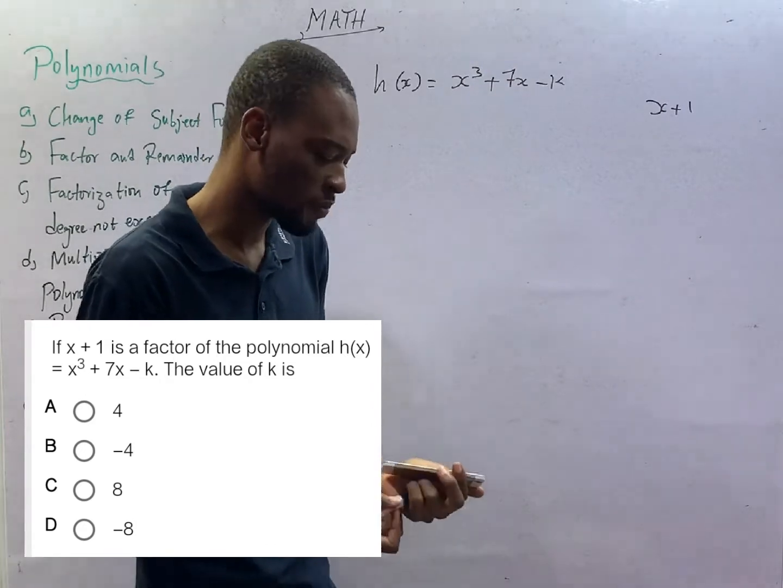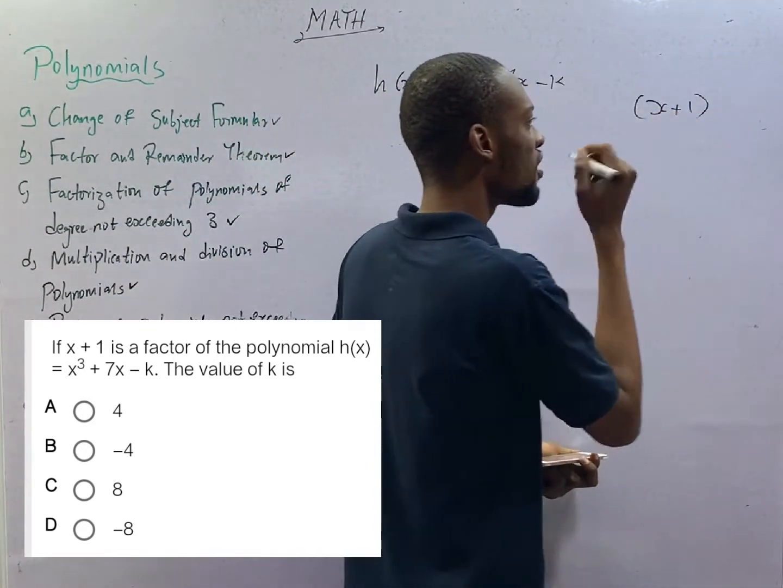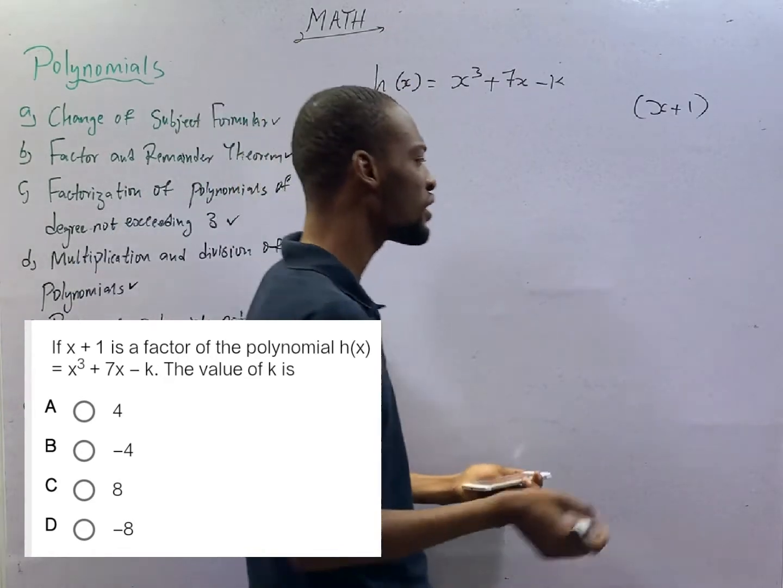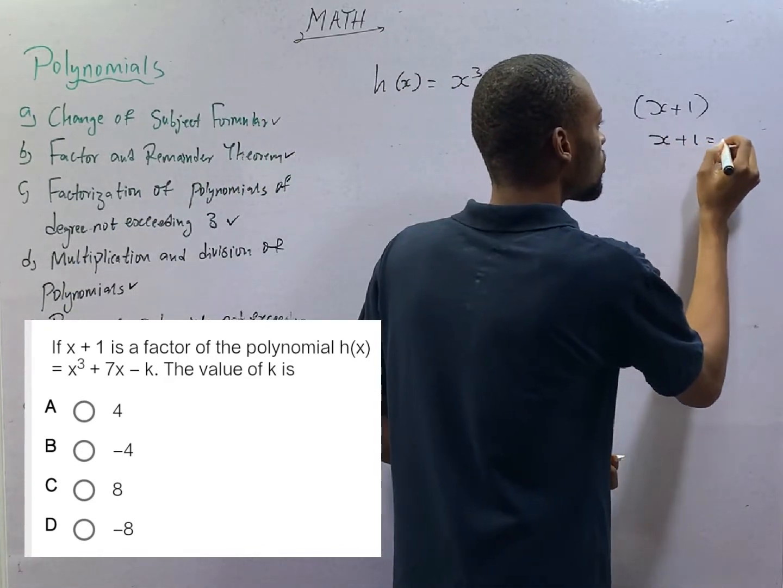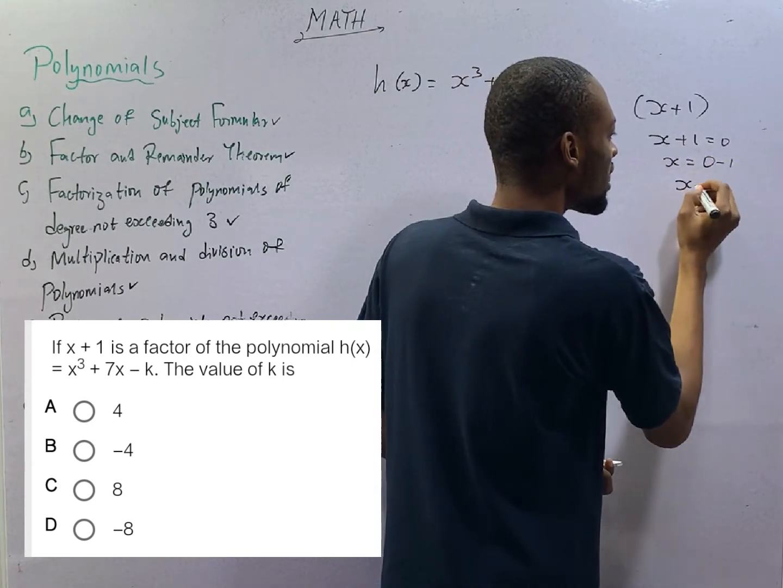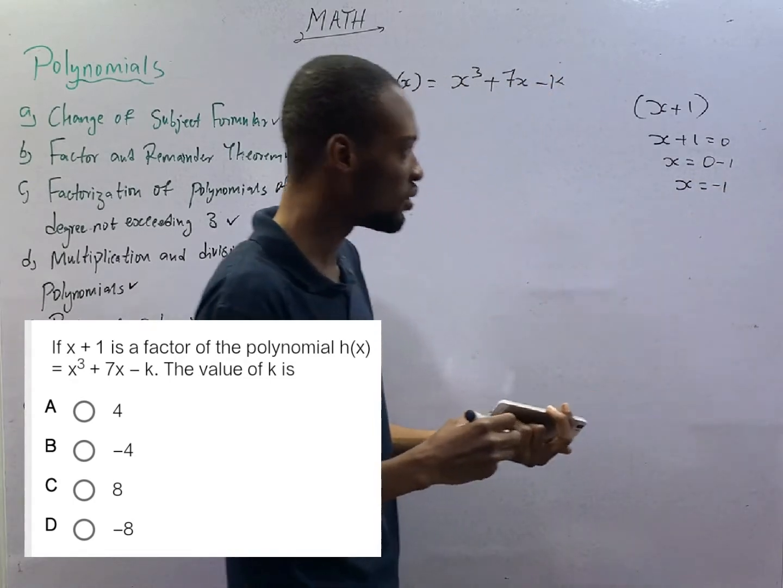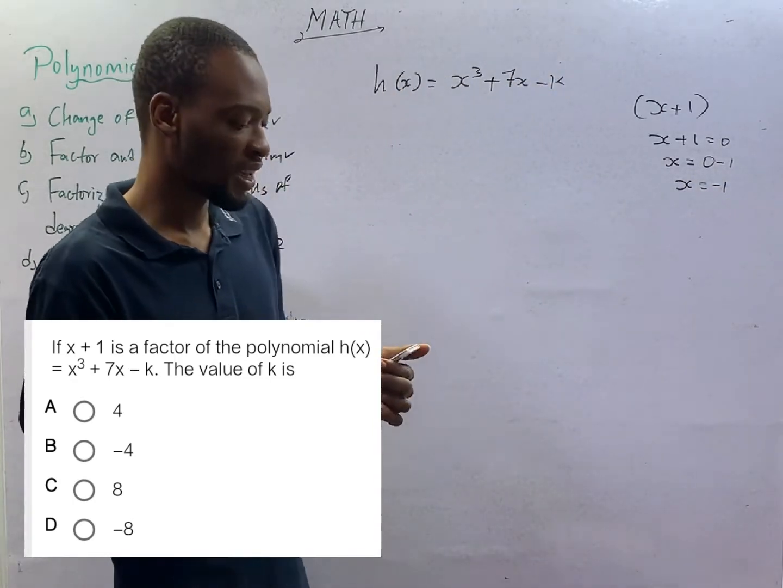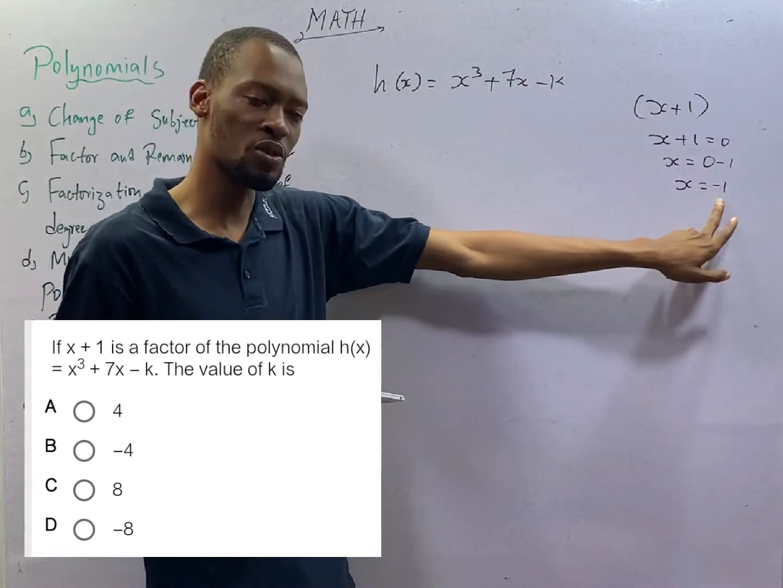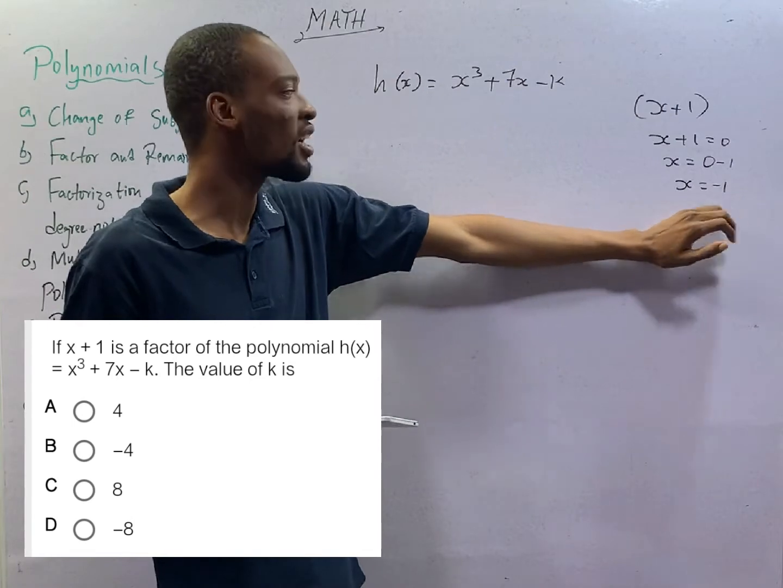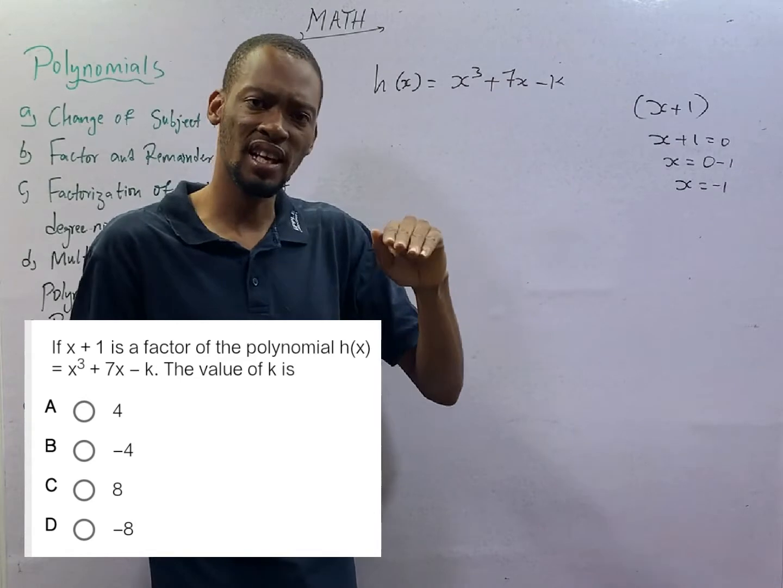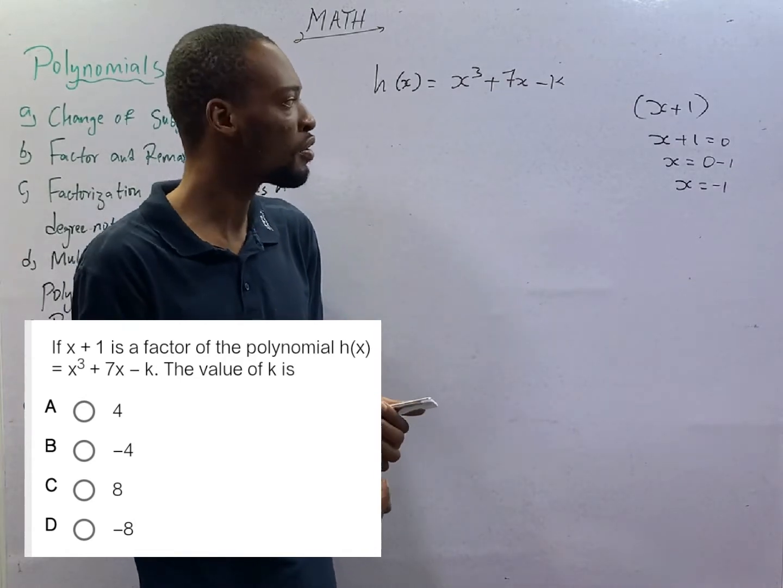What is the value of s? Here is s plus 1. The value of s will be found by equating the divisor to 0. If you equate s plus 1 to 0, s will simply be 0 minus 1, and s is equals minus 1. This is the value of s. So, s plus 1 being a factor means that s equals minus 1, and when you substitute s equals minus 1 into this polynomial, your answer will be 0. That is what we call a factor.